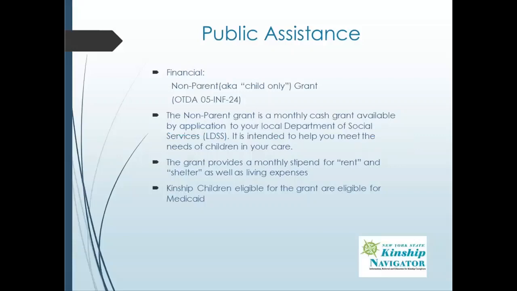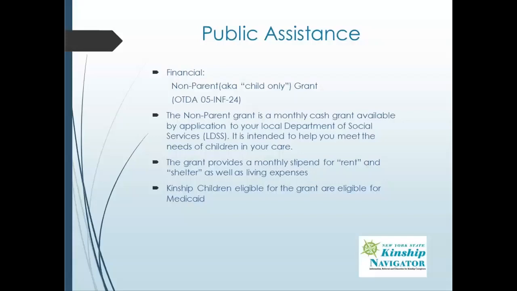There is a grant in New York State that's called the Non-Parent Grant. Its real name is the Non-Parent Grant, but it's also called several other names. It may be called the Child Only Grant, the NPG Grant, the PACO Grant. It seems as if every county in New York State calls it something different, but the term of art is the Non-Parent Grant. And what that is, it's a monthly cash grant that's available to kinship caregivers by the Department of Social Services. In New York State, unless you are the biological parent or the adoptive parent of a child, you are not considered to be financially responsible for the child in your care.